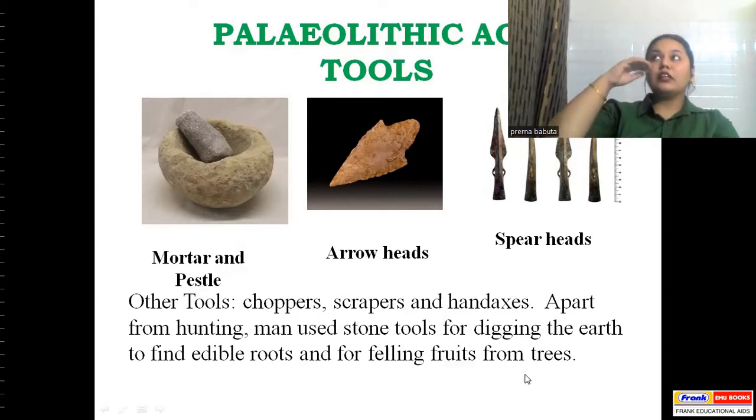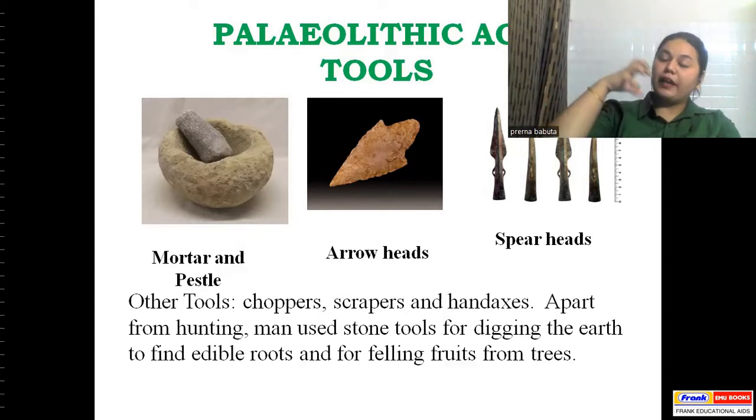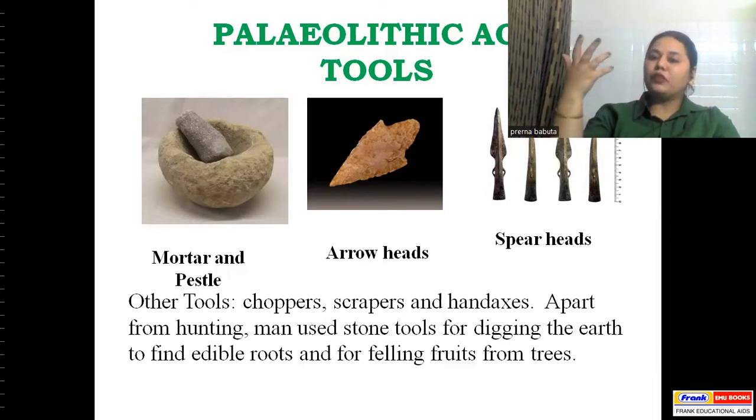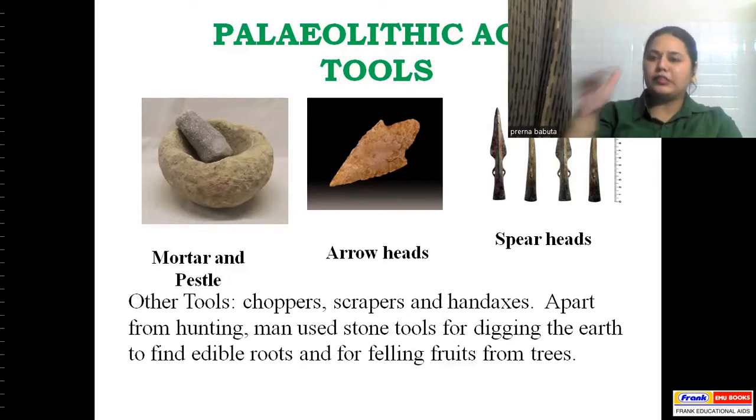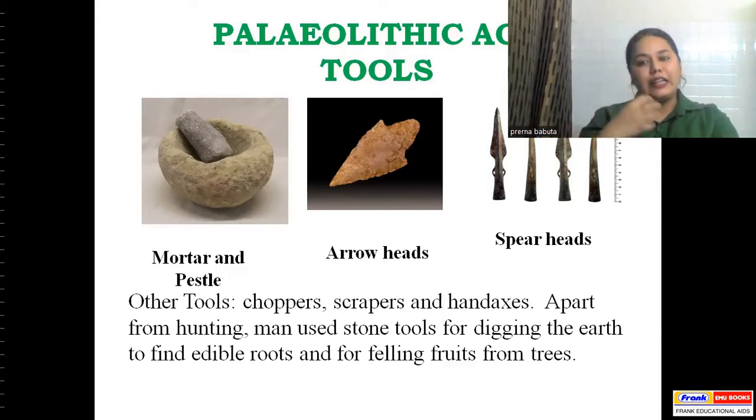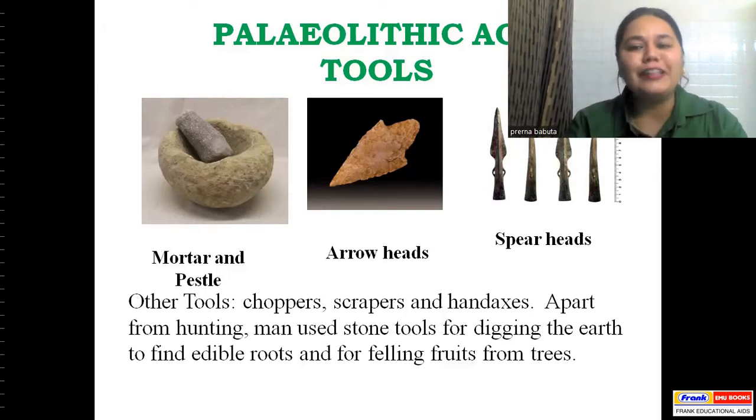Stone tools were also used for felling fruit from trees. Let's say there's a tall tree and the man wants to relish the fruits. So he would probably pick up a stone and throw it at the tree so that the fruits fall on the earth and he can eat them. Something that most of us still do.